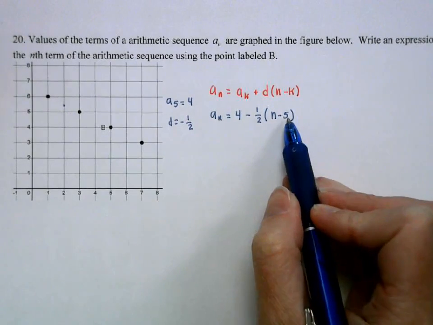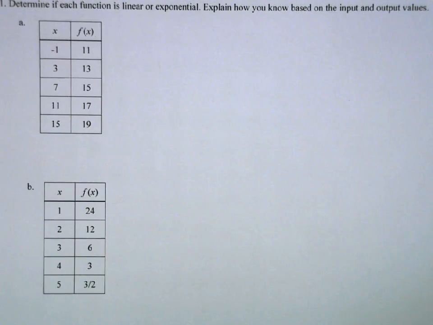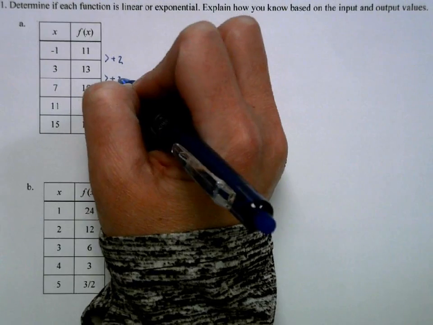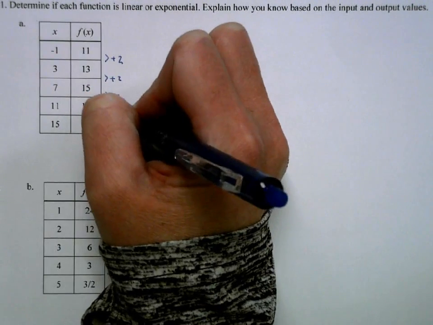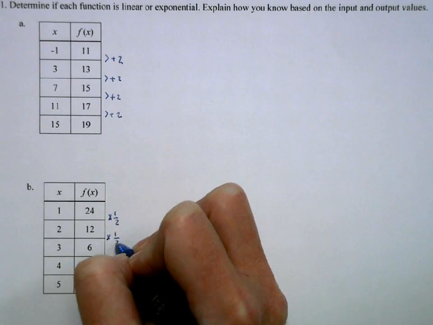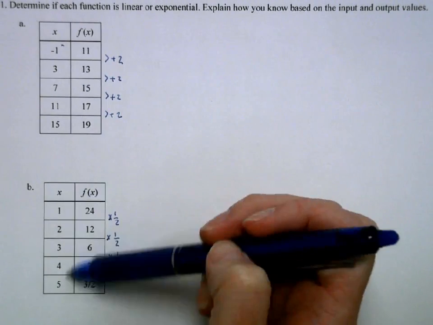So here I have two tables of values where we're trying to determine if they're linear or exponential. This is similar to what we did with linear and quadratic. The difference is, are you adding or are you multiplying? Here we can see we're adding 2, and so on. This one, I'm multiplying by 1/2. And the other thing is these are equal length input values. So this one is linear. This one is exponential.